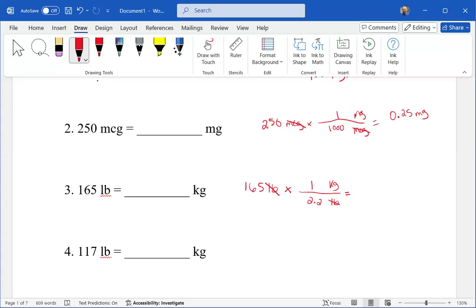So I'm going to take out my calculator. Remember, you'll be provided a calculator, so if you're worried about that, you don't need to memorize anything. 165 divided by 2.2, and I actually get an even number of 75 kilograms. So I don't need to round it. There's nothing to round. It's an even number.